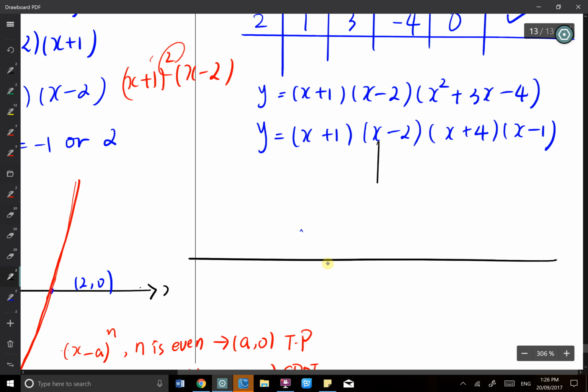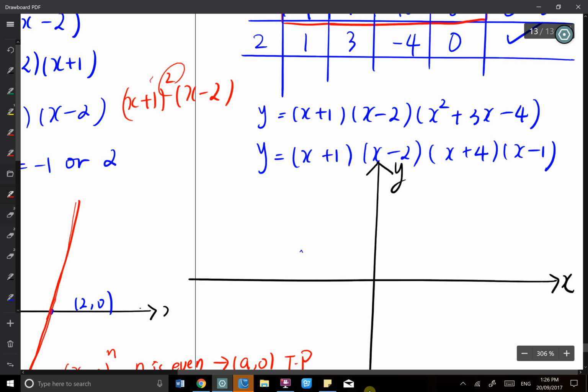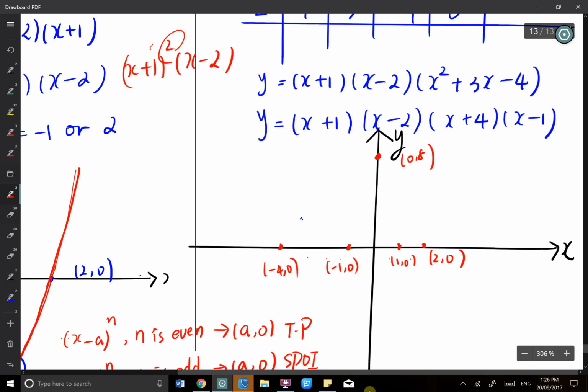Now what I need to do is put that on the xy axes. So the y-intercept is (0, 8). I know that is (0, 8), so I'll sketch it here. And then I have -1, -4, 1, and 2. Okay, those 4 points: (-1, 0), (-4, 0), (1, 0), and (2, 0). Okay, those 4 points.